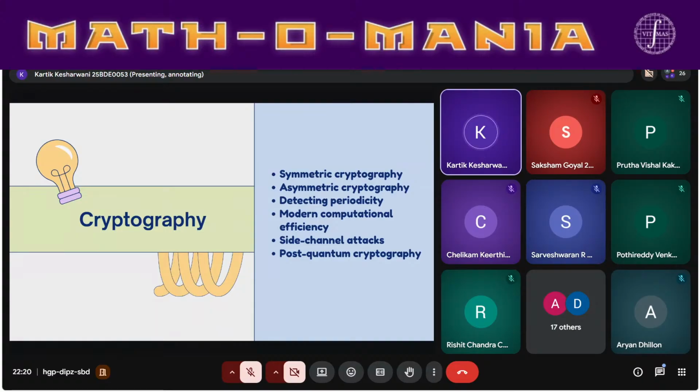One of the most important uses of Fourier analysis in cryptography is detecting periodicity. Some classical encryption methods use repeating keys. While these repetitions may not be obvious in the raw text, Fourier analysis can reveal them by transforming the data into the frequency domain, making it easier to identify repeating cycles and thus break the cipher. This is a more advanced version of frequency analysis used in classical cryptanalysis.